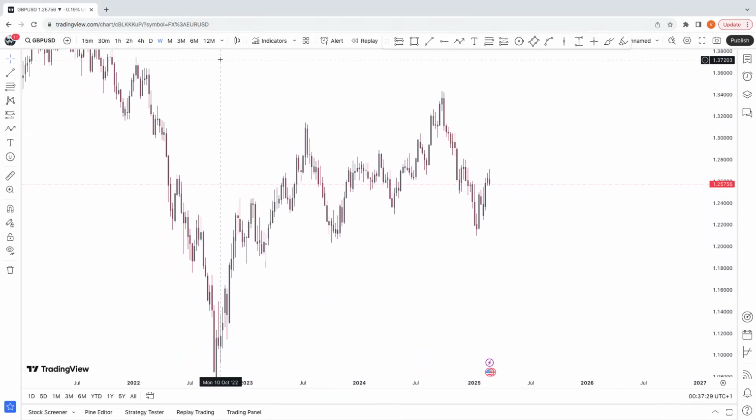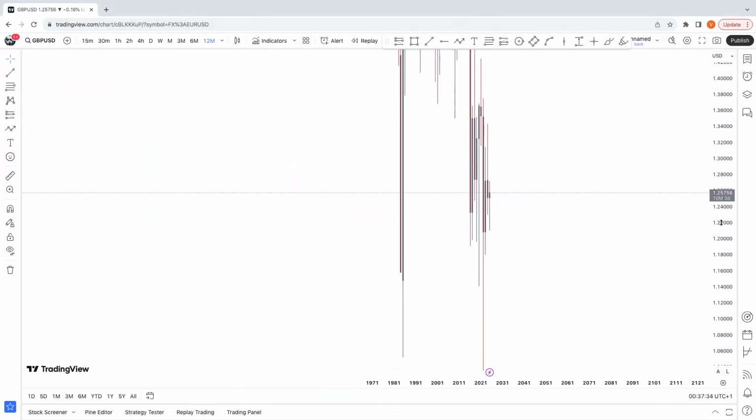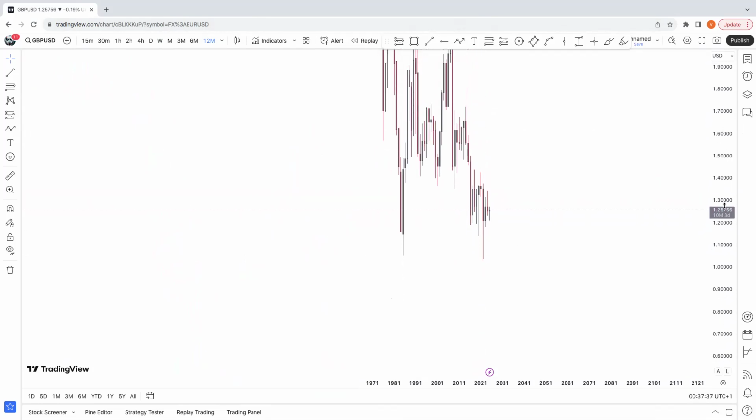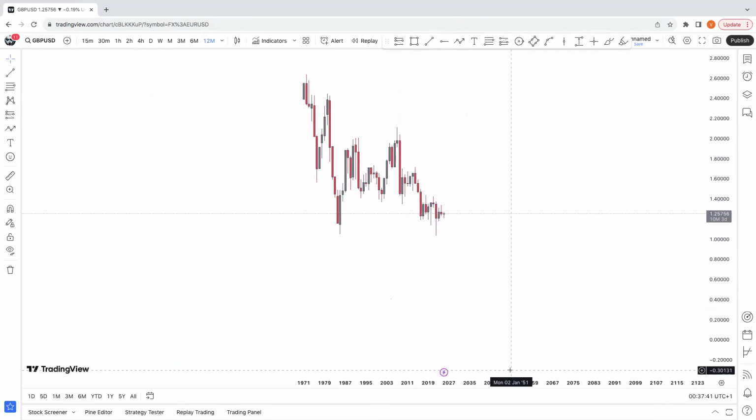Now, the first thing you want to do when you want to backtest your strategy is ensure you are following the trend. Regardless of your strategy, if you don't trade in line with the trend, you're always going to get stop losses, right? You're going to get more stop losses than wins.